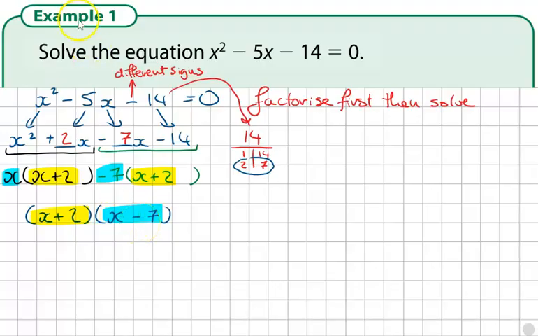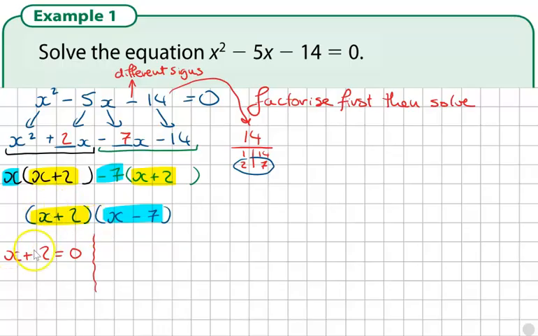Now, if this question had said factorize, I would be finished. This would be the end of my answer. If a question says factorize, you want to have brackets in your answer. But it didn't say factorize, it said solve the equation. So solve means find x, get x on its own. So we need to find what x is equal to. We know that this is going to be equal to 0. So we're going to let each of the brackets, or each of the factors, equal 0.